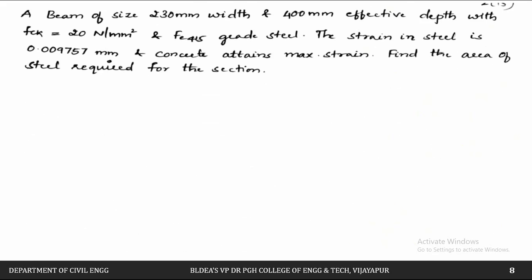Next we will go to another problem. In this beam, the width is 230 mm, the effective depth is 400 mm, with fck equal to 20 and Fe415 steel. In this problem they have given the strain in the steel, 0.009757, and the concrete attains the maximum strain of 0.0035, as we have seen in the assumptions. Based on this, we have to calculate the area of steel required.